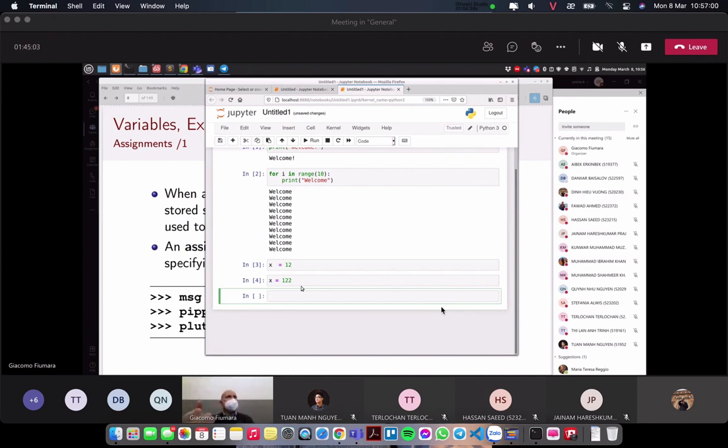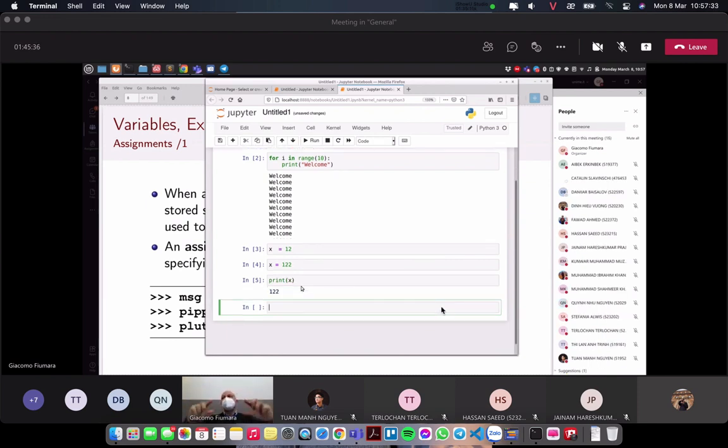This is another assignment. In the new assignment, a new value is associated to that memory location bearing that name. So if we need to show it, print is a function for displaying the content of a variable. Of course, we replaced the old content with the new one. The old one disappeared, and the new one was stored in its place, and this is how it's displayed.